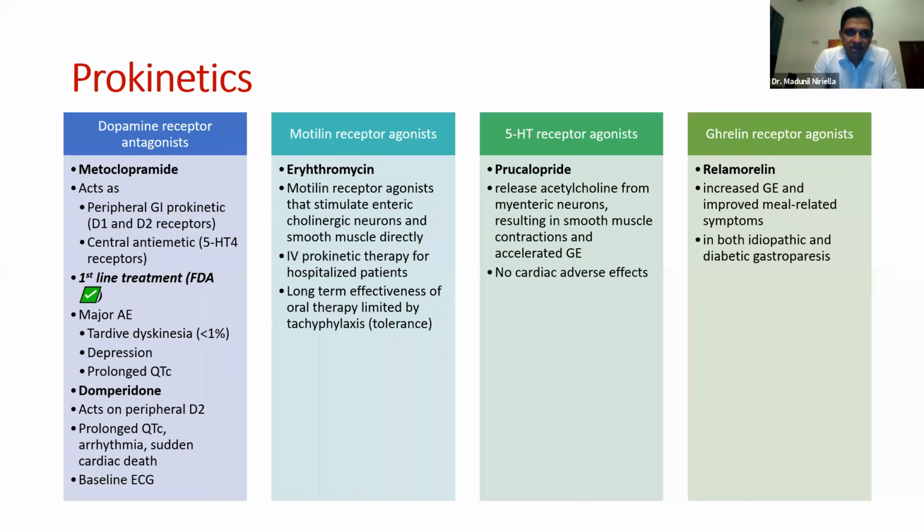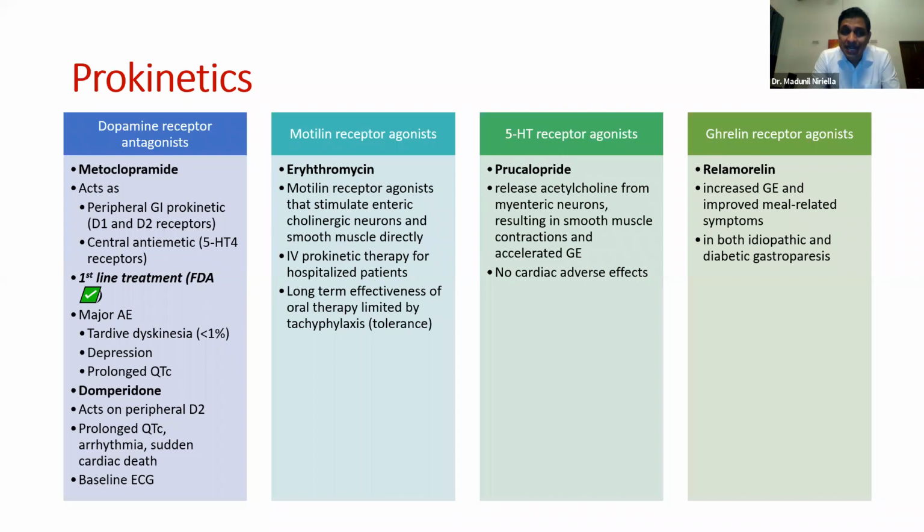Firstly, we have the dopamine receptor antagonists. We have 2 drugs, metoclopramide and domperidone. Metoclopramide acts peripherally and centrally. Peripherally it acts via the D1, D2 receptors, and centrally via the 5-HT4 receptors. It is the first-line treatment and the only treatment approved by the FDA, but it has major adverse effects. It crosses the blood-brain barrier and causes CNS side effects, tardive dyskinesia in less than 1%, depression also, and it causes cardiac side effects such as prolonged QTc.